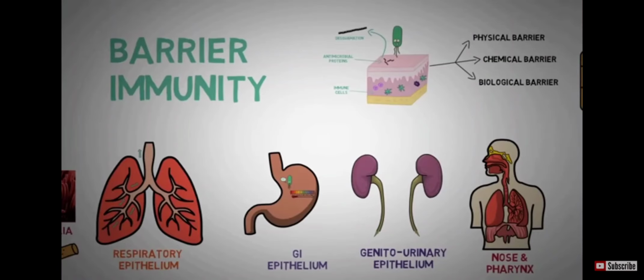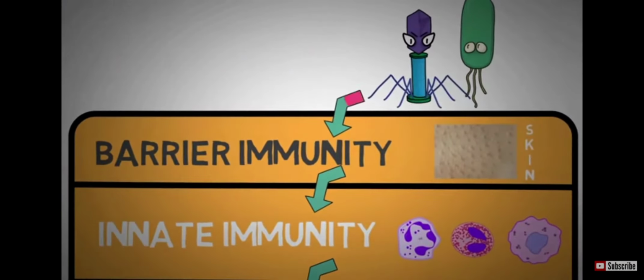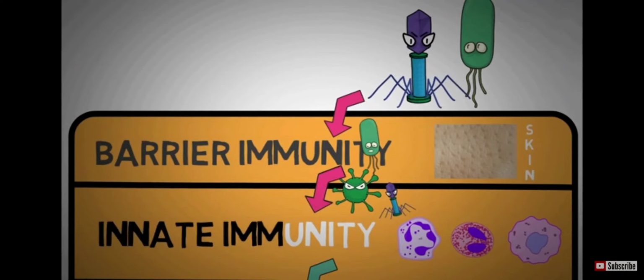So this was the first line of defense of our immune system, and this was known as the barrier immunity. Now what happens when a microorganism, say a bacteria or a virus, evades our barrier immunity and is successful in entering our body? In that case, the microorganism is met by our next layer of immune system that is known as the innate immunity.